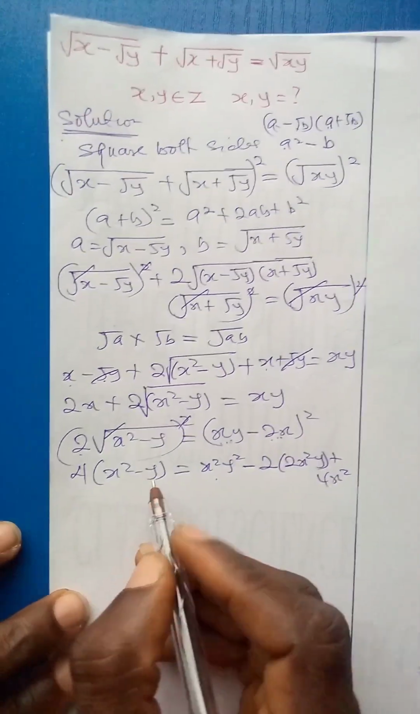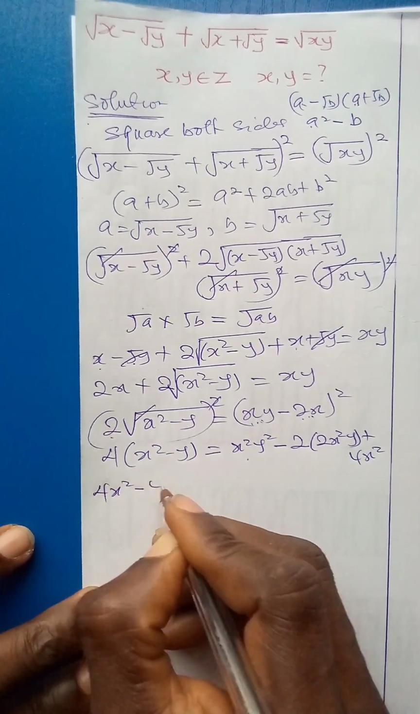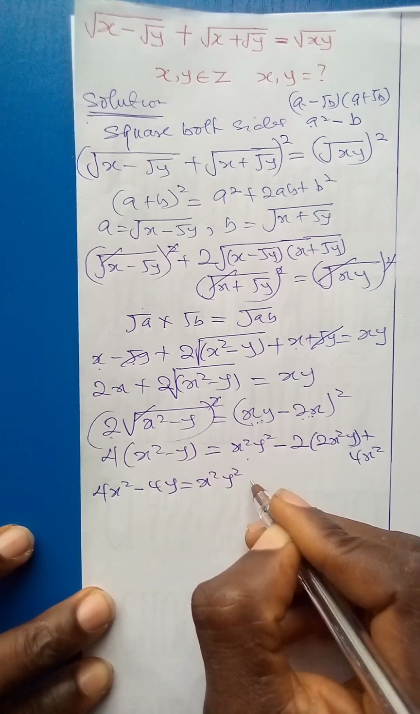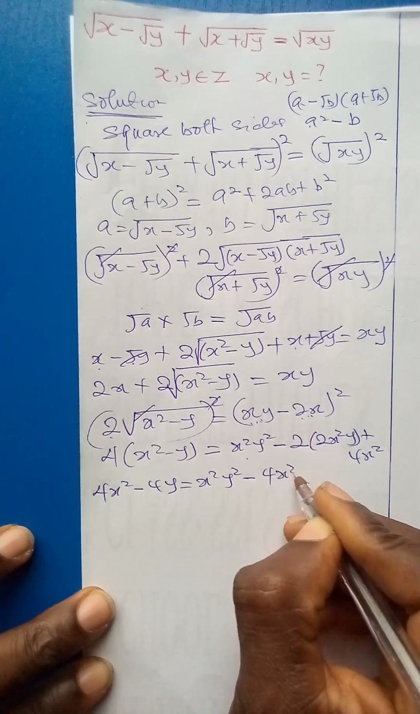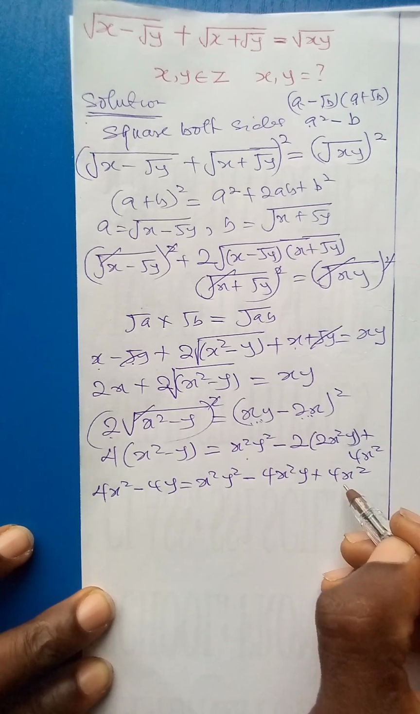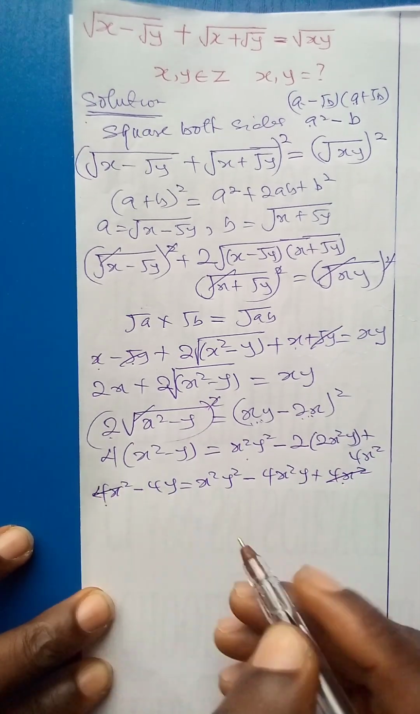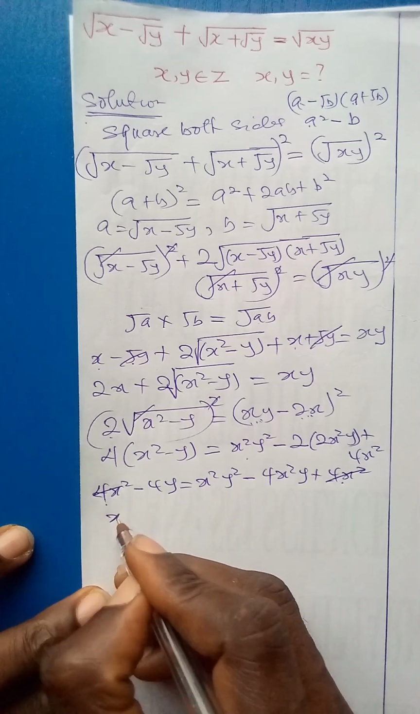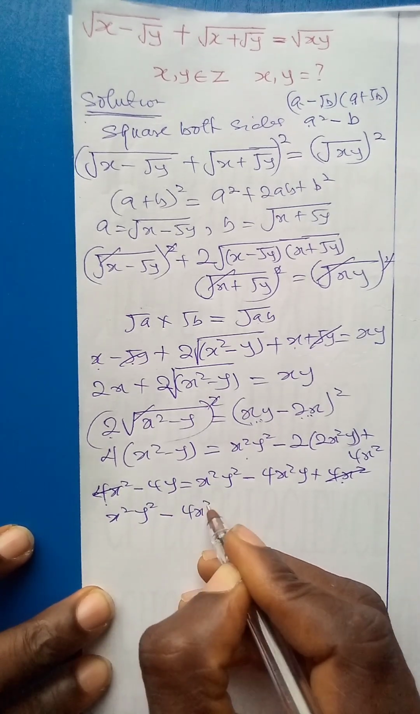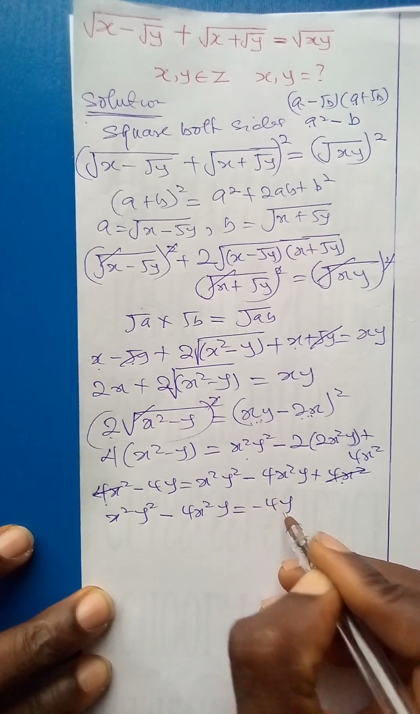Let us open this bracket. We have 4x squared minus 4y is equal to x squared y squared minus 4x squared y, then plus 4x squared. Again, this and this are equal and opposite. They will cancel out, leaving us with x squared y squared, which is this, minus 4x squared y, which is this, is equal to minus 4y.